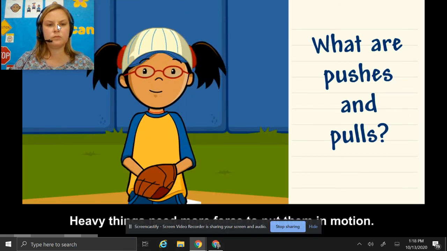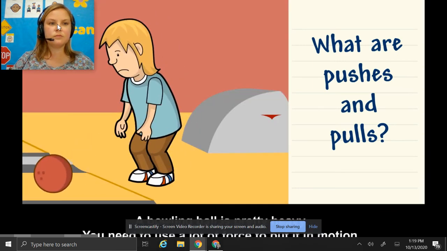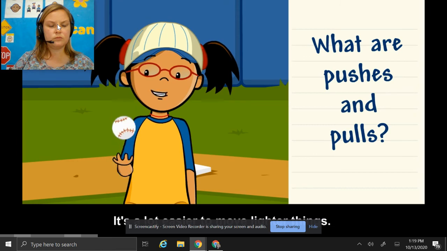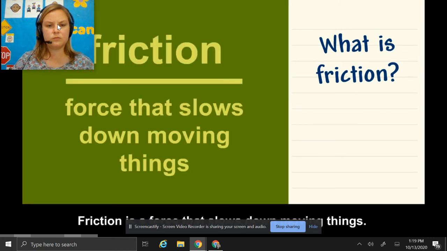Heavy things need more force to put them in motion. A bowling ball is pretty heavy. You need to use a lot of force to put it in motion. It's a lot easier to move lighter things. What is friction? Friction is a force that slows down moving things.